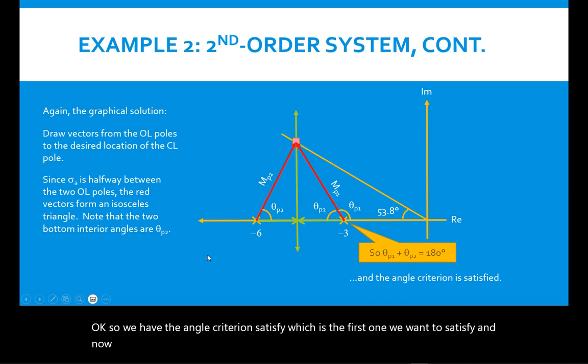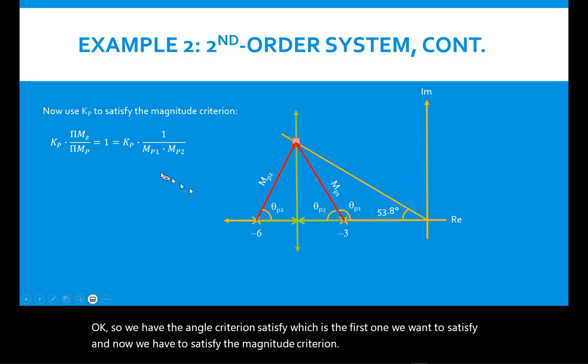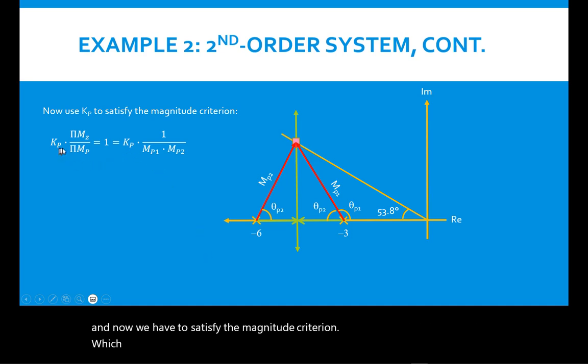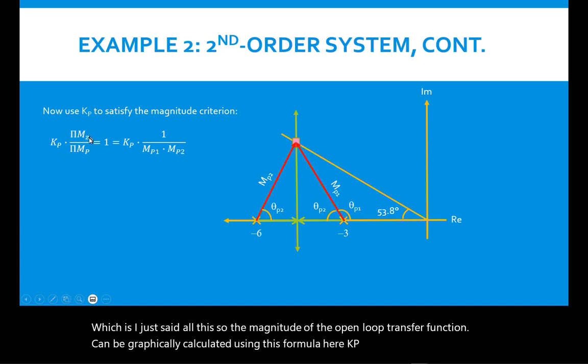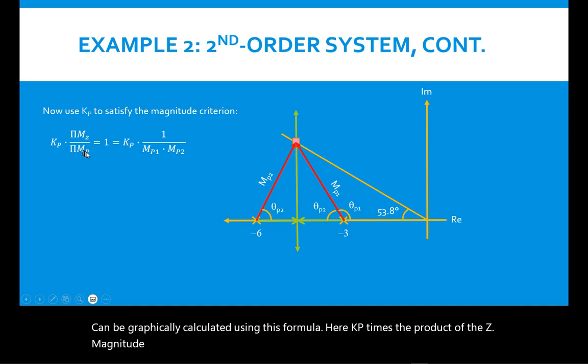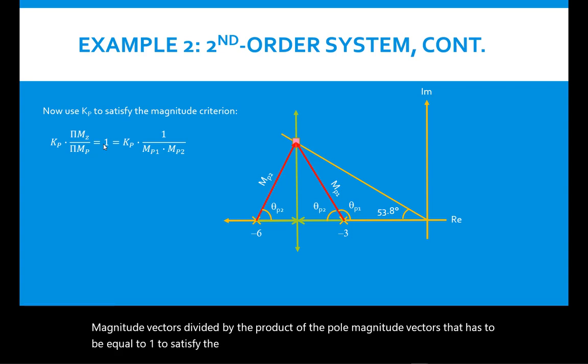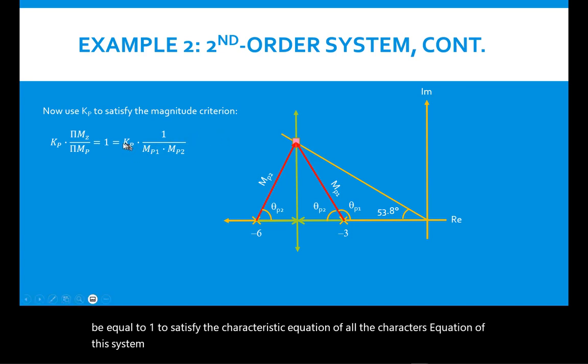and now we have to satisfy the magnitude criterion, which, I just said all this. So the magnitude of the open loop transfer function can be graphically calculated using this formula here, Kp times the product of the z magnitude vectors divided by the product of the pole magnitude vectors. That has to be equal to 1 to satisfy the characteristic equation of this system.